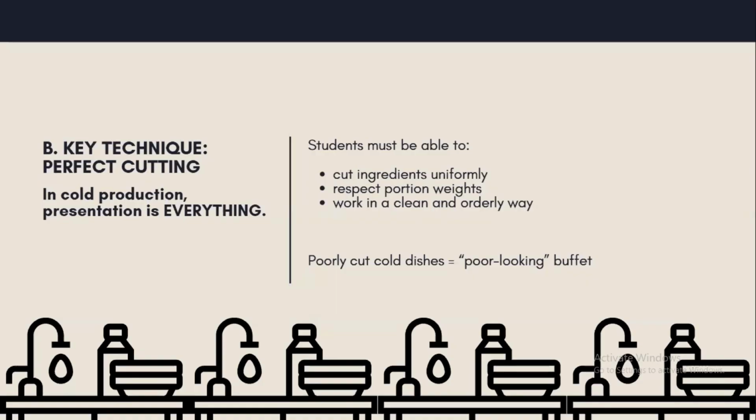If you use a particular machine to slice a particular vegetable, you have to be able to clean up immediately after use because somebody else might want to use it. You don't have to be lazy about it. After cutting, you quickly arrange yourself and clean up the area. Then you have to note that poorly cut cold dishes equal a poor looking buffet. If your cut is not uniform, it's not good, it will give out a poor looking buffet.